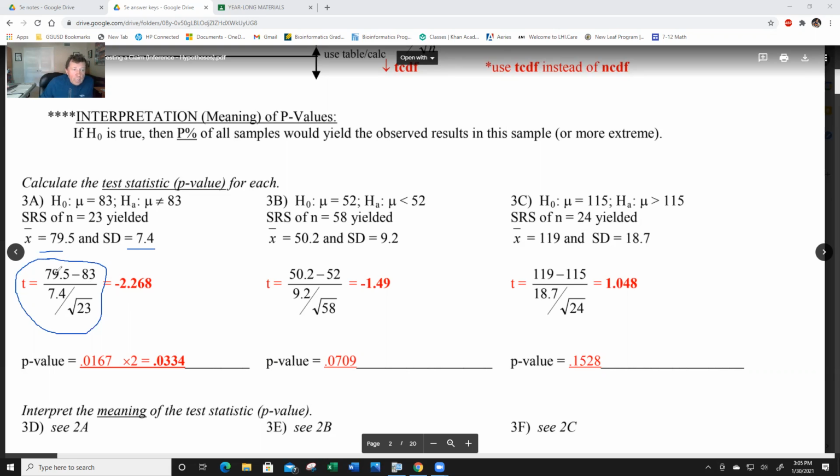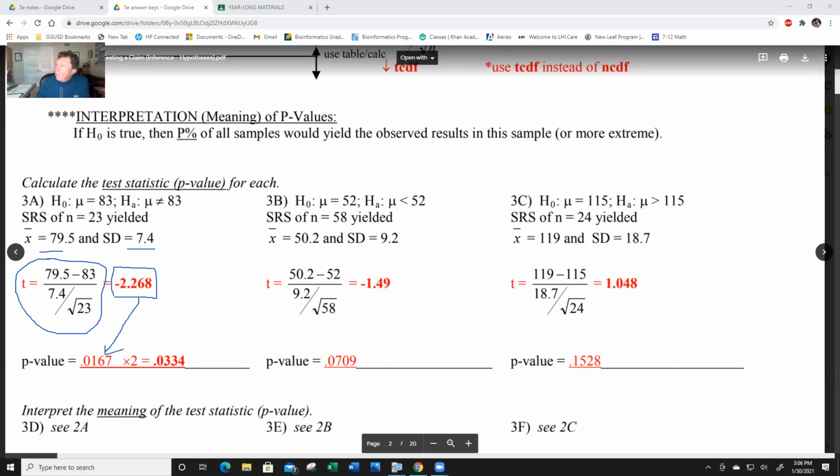Okay, so here we go. We have our statistic, 79.5. We're going to subtract H0, and we're going to divide by the standard deviation of that stat. And we get a t-score of negative 2.268, all right? And we're going to change this into a p-value. We know how to do that.